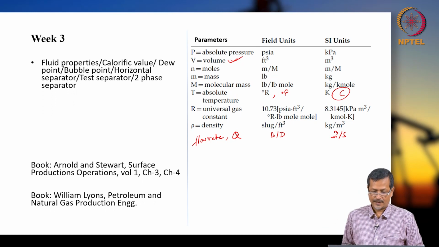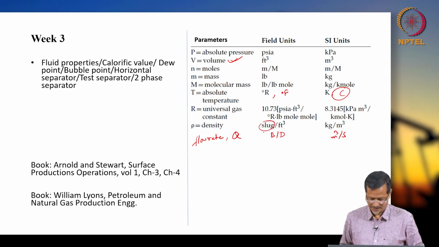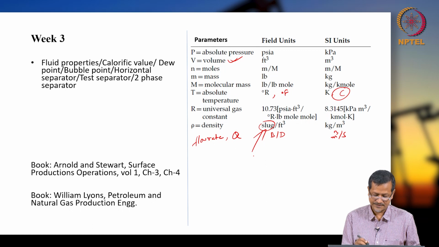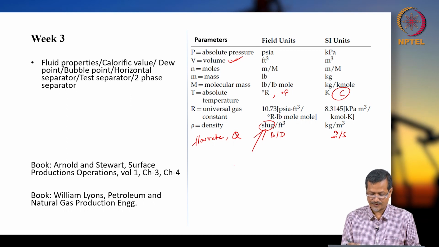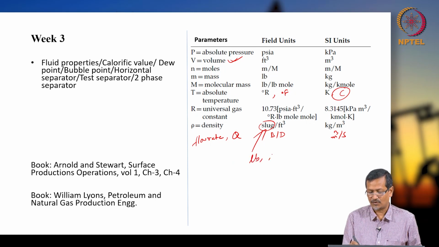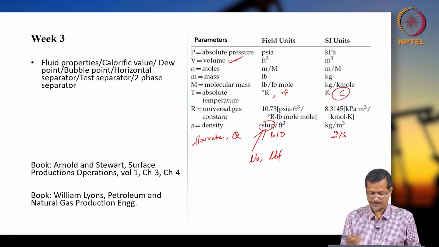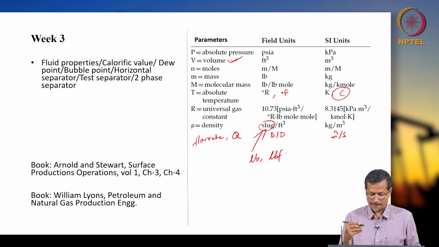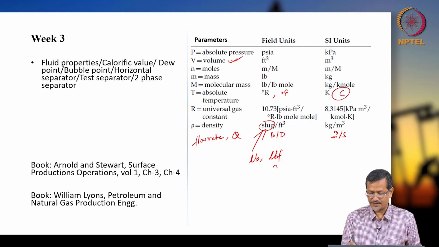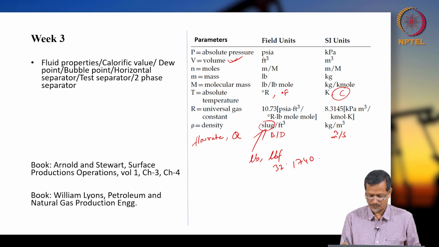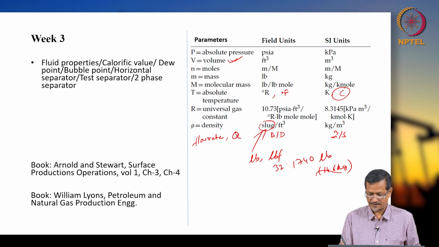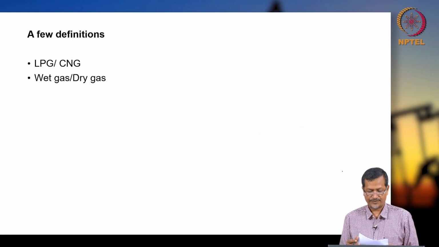And one thing here is that the slug term is there. Slug is actually a mass. A slug is the mass that is accelerated by 1 foot per second squared when a net force of 1 pound force, LBF, is exerted on it. One slug mass is equal to 32.1740 pound, or about 14.6 kg equivalent.